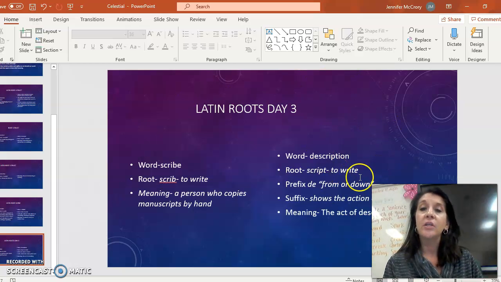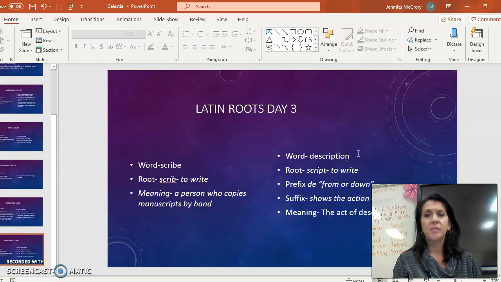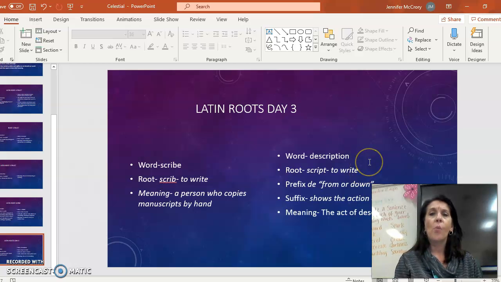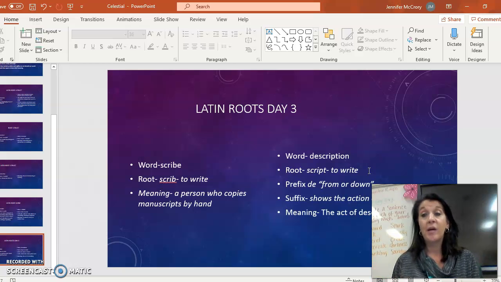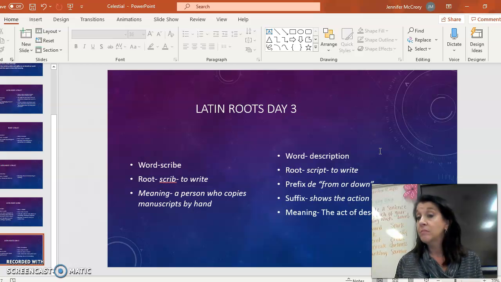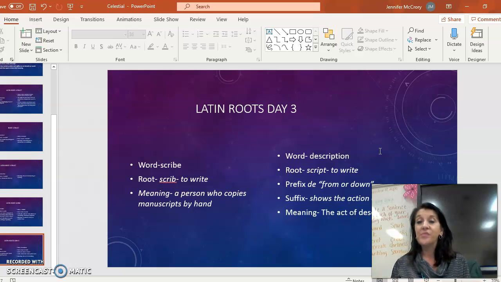So let's look at description. Ooh, that's a pretty long word. We're going to have to break that one apart. So where do you see my roots? Exactly, script right up here. And remember what we said. It also means, there you go, it means to write. See, I knew you were paying attention. Now, what else do you notice about this word that we've used before in this week's lessons? It has a what? Exactly. See, you've been with me.